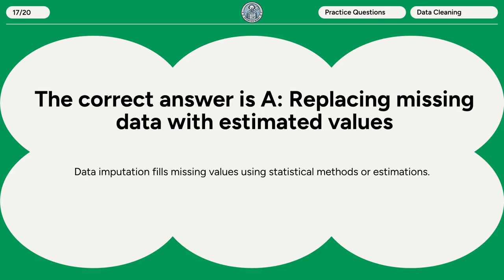The correct answer is A. Replacing missing data with estimated values. Data imputation fills missing values using statistical methods or estimations.